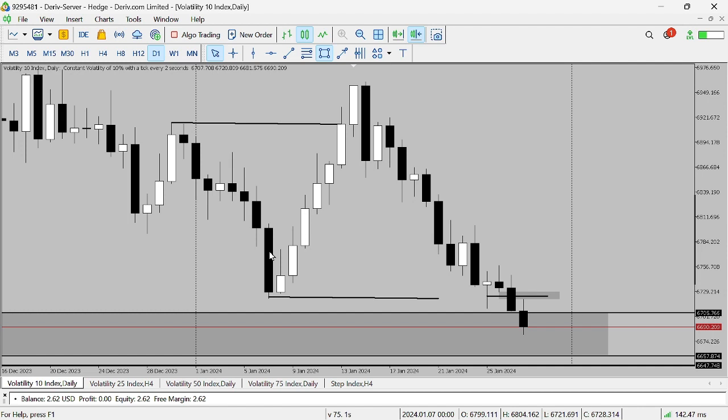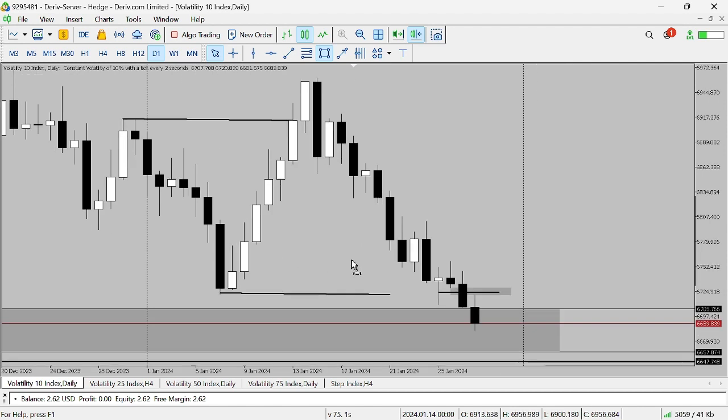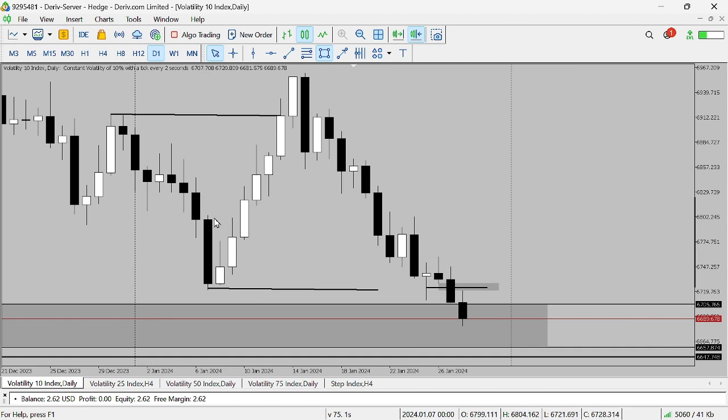A breaker block. Very good. So we have a breaker block because this was a bullish order block that was supposed to hold price after taking this high, but it fails and we break below it.